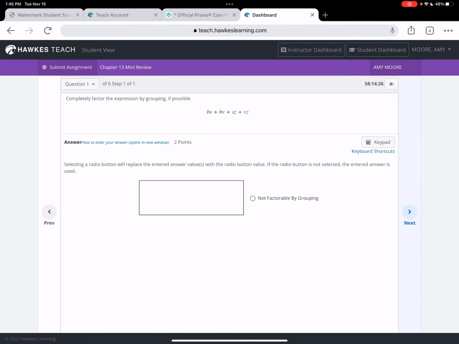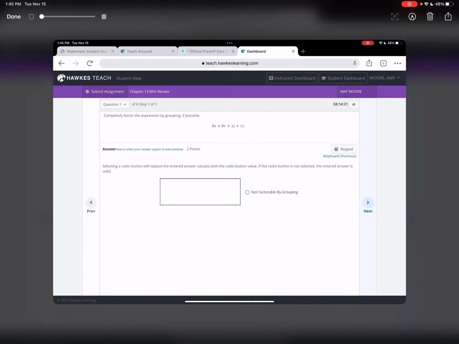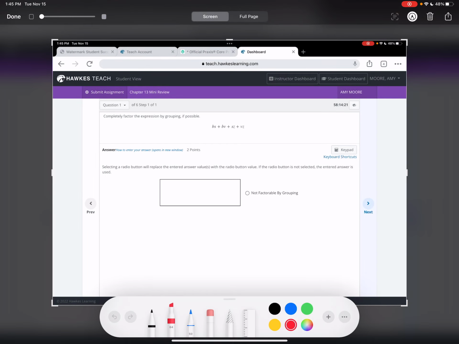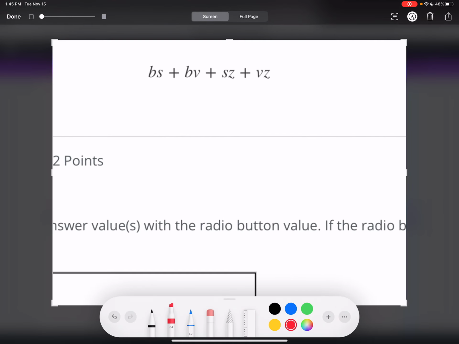So in this video, the first one says completely factor the expression by grouping if possible. And so what we're going to do to factor by grouping, they told us, but our clue would be that there are 4 terms. And so what I need to do first is group up the first 2 and group up the second 2. Okay, from there, my next step is going to be find the GCF of the first 2 terms, the first group. So I have BS and BV. Those have a B in common.